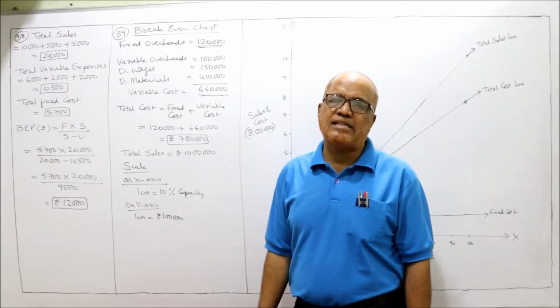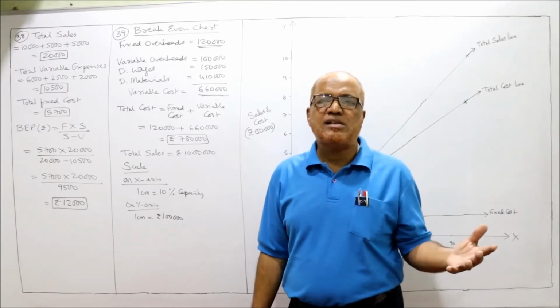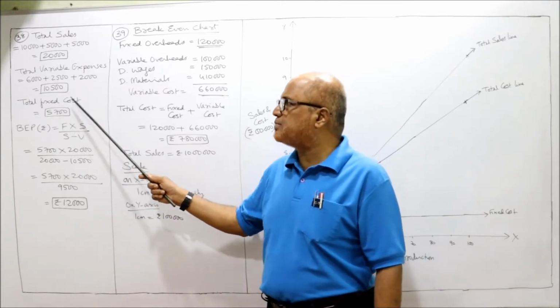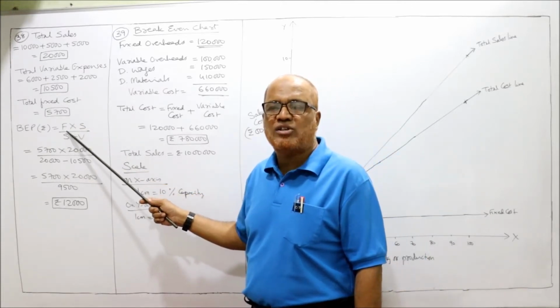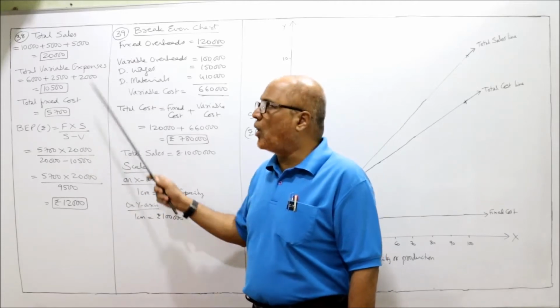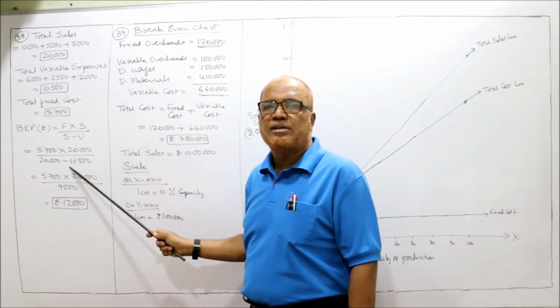One simple formula I have given to calculate the BEP: F into S by S minus V. Different formulas are there for calculating BEP, but this is a very simple formula, F into S by S minus V. Because we have fixed cost, we are given sales, we are given variable cost. So all the variables are given in the problem.